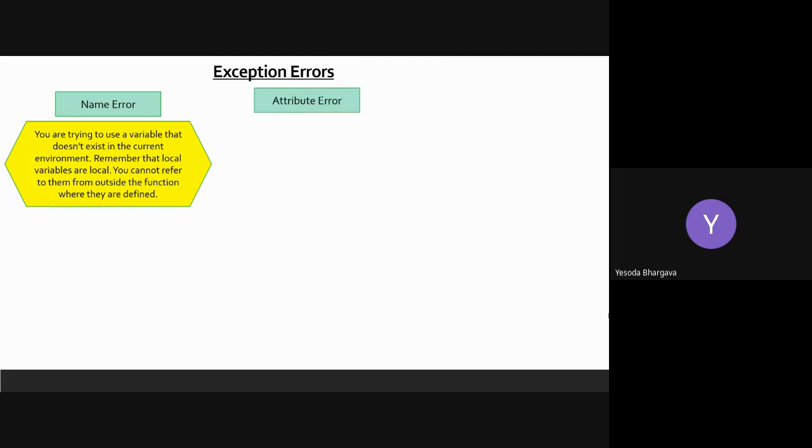And another is attribute error. So when does this kind of error arise, or when does this kind of exception arise? When the object or class does not have that particular attribute. Okay. So basically, as mentioned by Gaurav, you're trying to access an attribute or method that doesn't really exist. So that causes an attribute error.